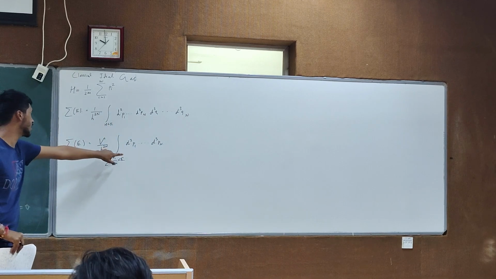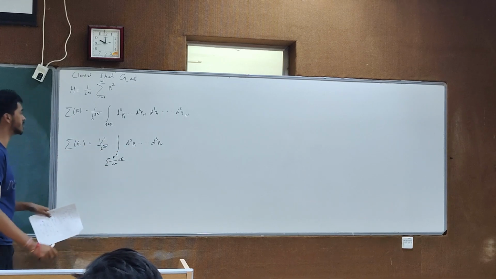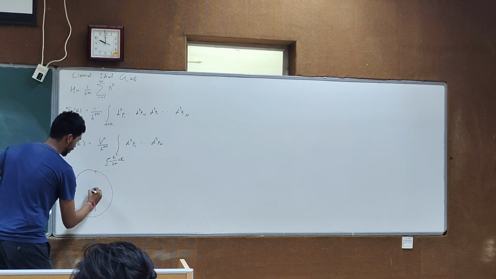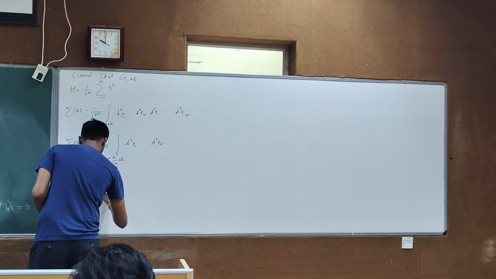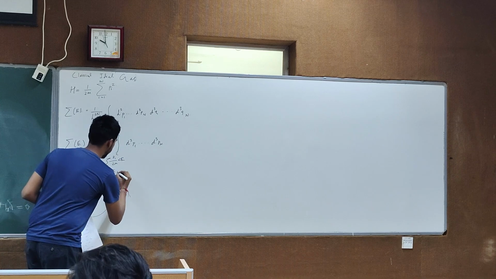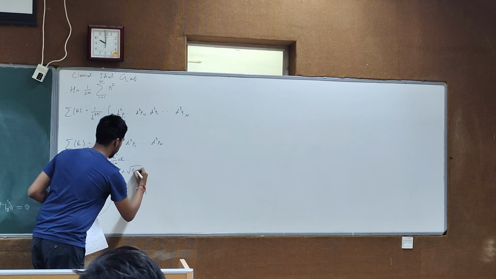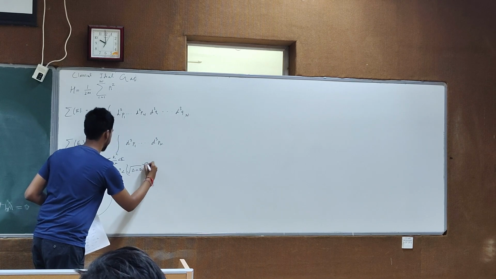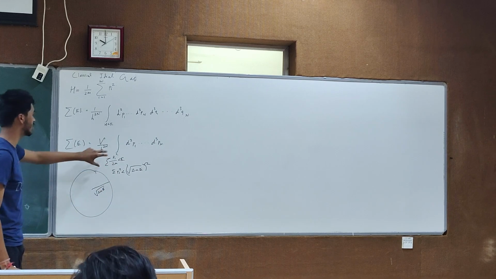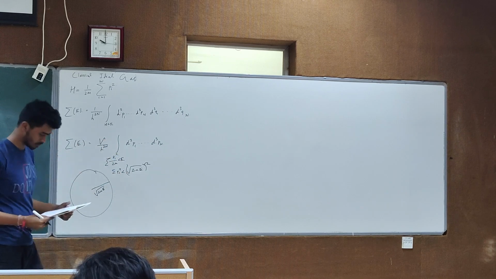So you see that this integral is like finding the volume of a sphere in this 3N-dimensional p space. Let's call the radius root 2mE. So you can also write this as the sum over p_i squared less than or equal to root 2mE whole squared. So this is like finding the volume of the sphere in this 3N-dimensional p space whose radius is root 2mE.